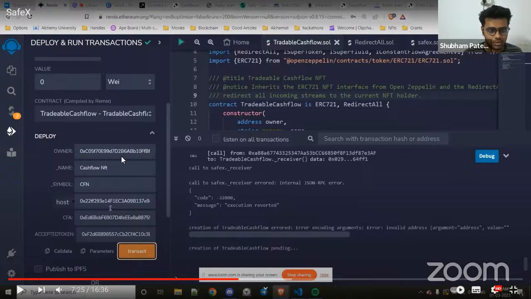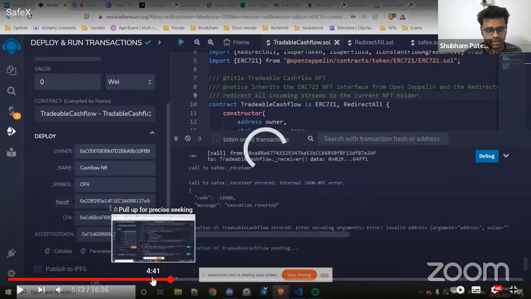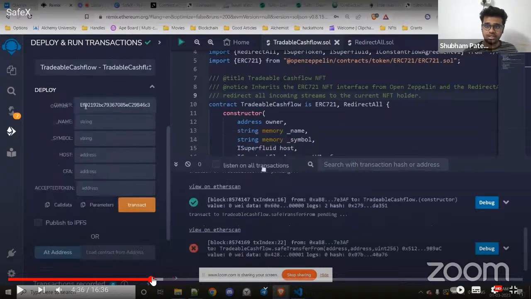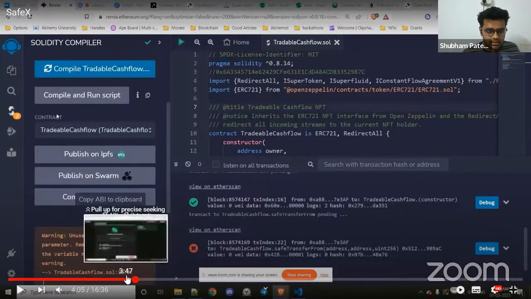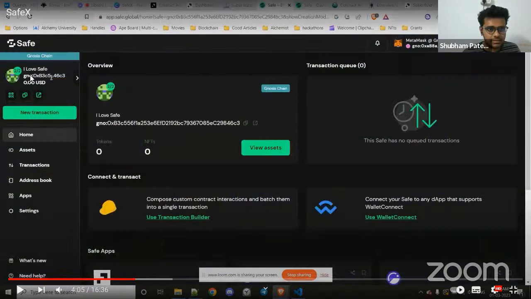So this is how you will set up your tradable cash flow NFT. This is the owner address of the Gnosis Safe. We have built it with a Gnosis Safe. First of all, you set up a Gnosis Safe for receiving a salary. Why? Because getting a salary in one particular account can be a bit dangerous: if the private keys of that wallet get hacked, your salary stream can also be transferred. To solve that issue, we created a safe for getting the money stream. As you can see here, this is my safe address.